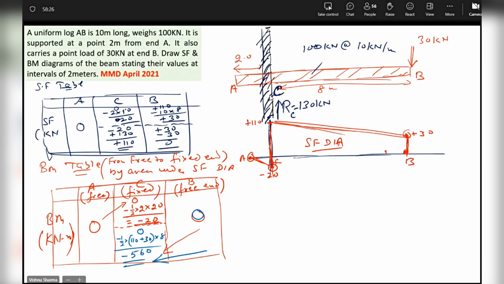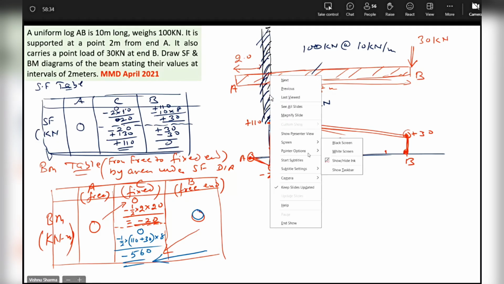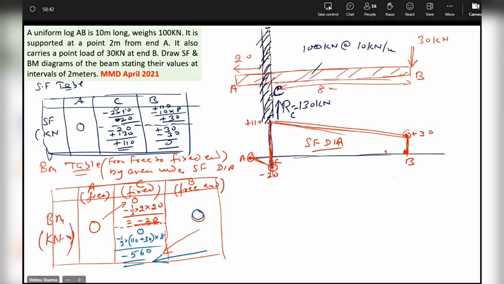560. Okay. Now, if you are not happy with this table, if you think there is a confusion, you can split. These are the options I'm giving you so that you have clarity. If you want, you can split your table into two parts. You can do the BM like this, guys. Let me do it here slow in this part.